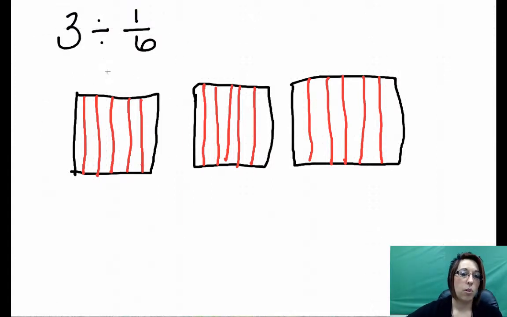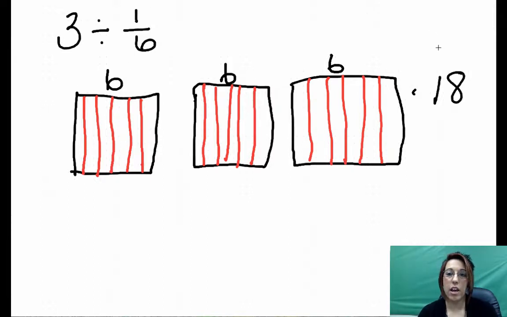So in this whole, we have 6 sixths. In this whole, we have another 6 sixths. And in our third whole, we have another 6 sixths. So 6 plus 6 plus 6 is going to give us 18 as our answer.